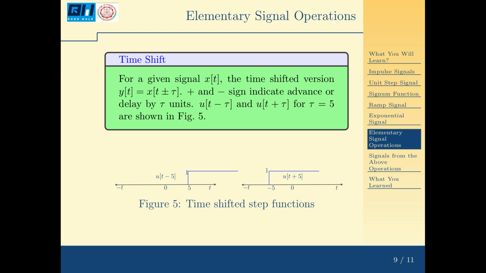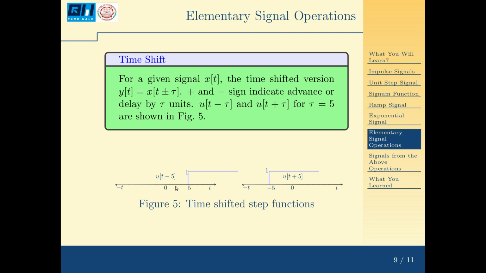And then another operation is the time shift. For a given signal x(t), the time shifted version y(t) will be x(t plus or minus τ). So the plus and minus sign indicate advance or delay by τ units. So u(t minus τ) and u(t plus τ) for τ equal to 5 are shown here.